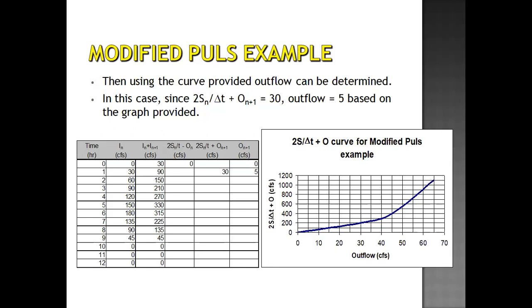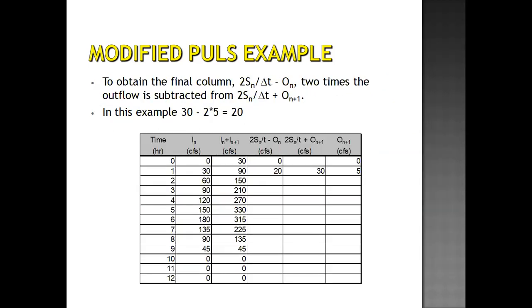Then, using the curve provided, the outflow can be determined. In this case, since 2S_n+1/Δt + O_n+1 is equal to 30, the outflow is equal to 5 based on the graph provided. To obtain the final column 2S_n/Δt − O_n, 2 times the outflow is subtracted from 2S_n+1/Δt + O_n+1. In this example, 30 minus 2 times 5 is equal to 20.